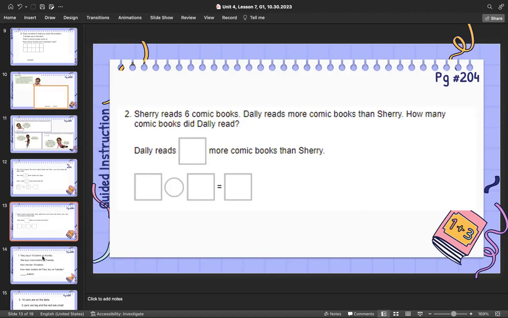So Sherry's going to read 6 comic books. Daly's going to read how many more than Sherry? So you're going to put your number in this little box above. So you have to count on. Daly could read maybe 3 more or 4 more. So you're putting 6 in the first box, and then you have to decide, is she adding? How many does Daly read? So pause and work it out with your Learning Coach.